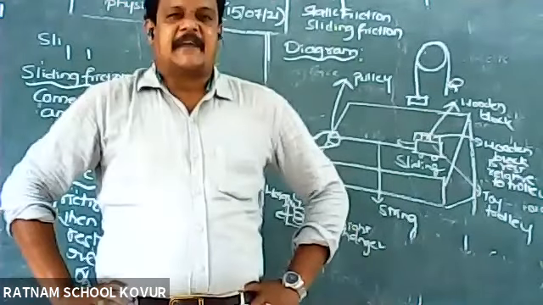Can you define sliding friction without saying sliding? Sliding friction comes into play when an object clearly slides between the contact surfaces. Define static friction. Static friction comes into play when an object is at rest.